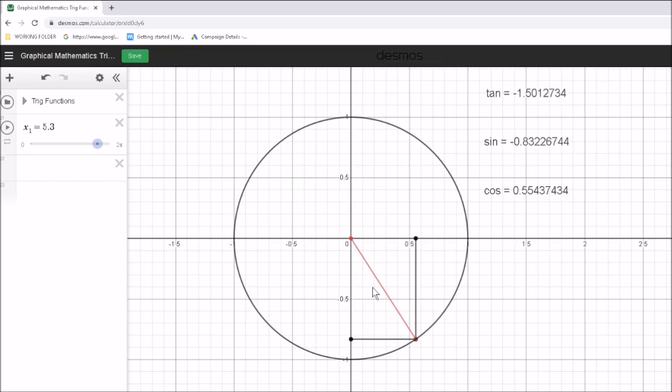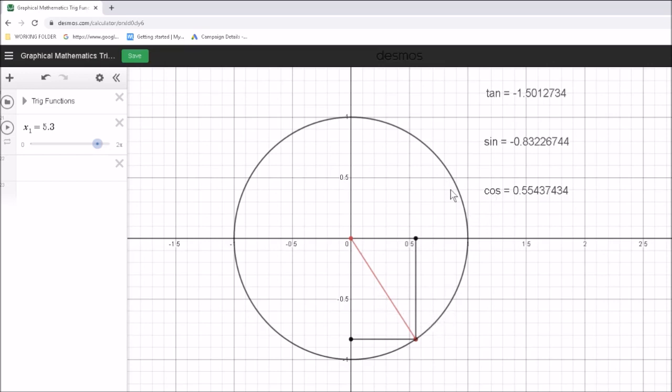And the sine function is going to be your y divided by your r, and again your y is negative, therefore sine will be negative in this quadrant. And finally, we're interested in the cosine. The cosine is going to be x divided by r. The x is positive, therefore the cosine is positive in this quadrant.